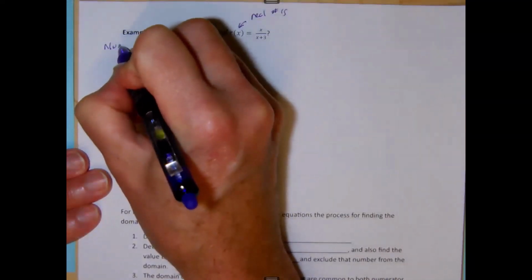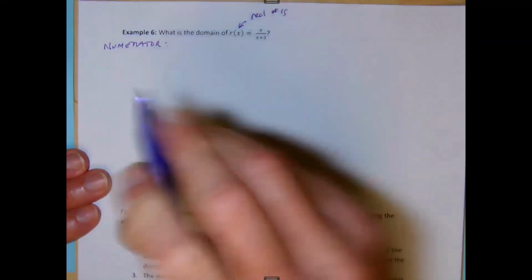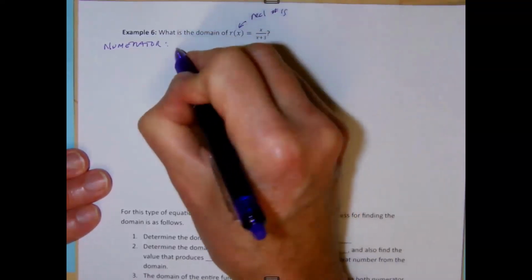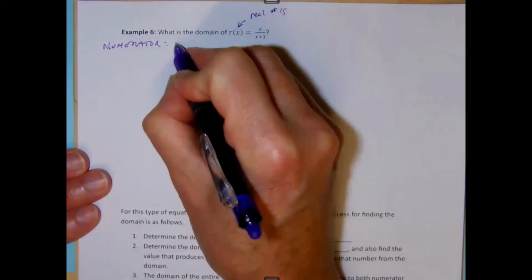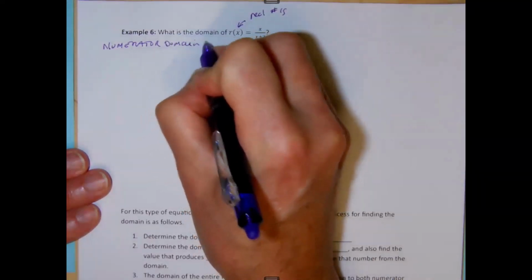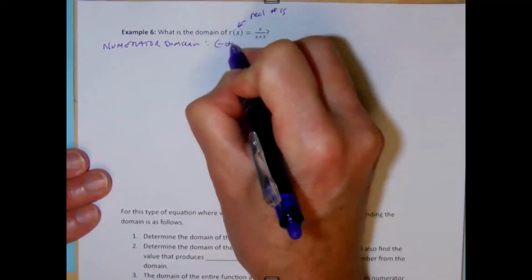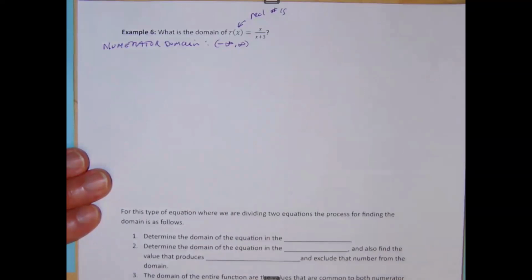I'm going to look at the numerator. What is the domain of the numerator, just the numerator alone? As far as the numerator is concerned, I don't see any problems. The numerator domain is all real numbers. I'm not even doing an operation, I'm just entering a real number. So that's not a problem.